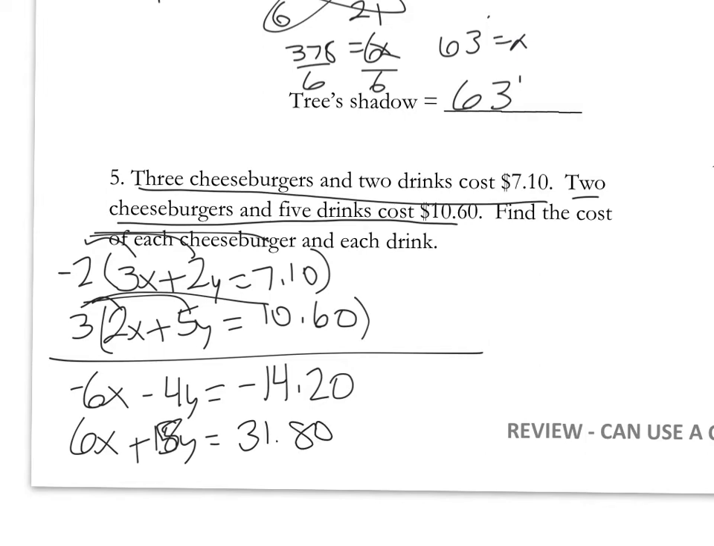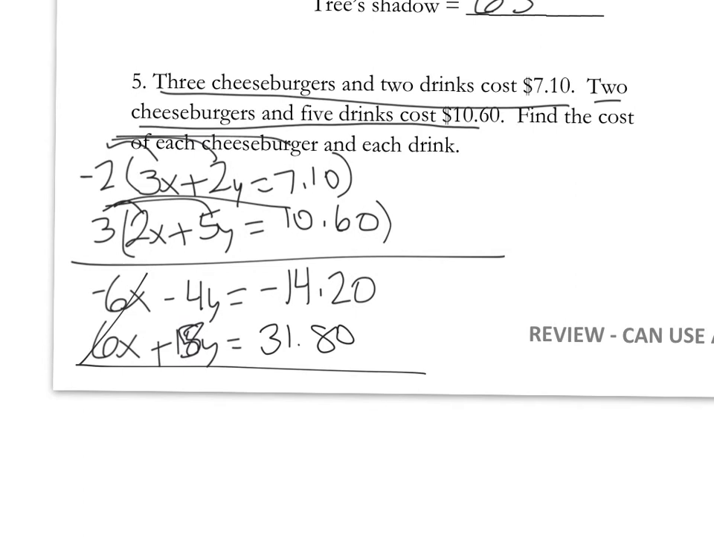$31.80. Okay, so now I can add down because look how the coefficients line up. Those cancel each other out to give me 0. Negative 4 plus 15 is a positive 11y, and then negative 1420 plus 3180 equals 1760. Divide both sides by 11.